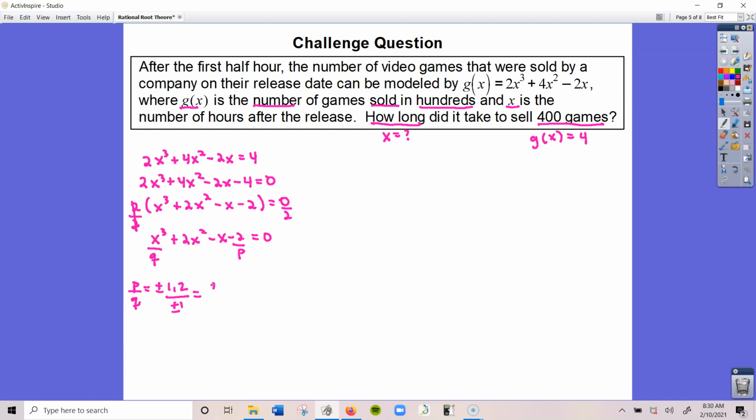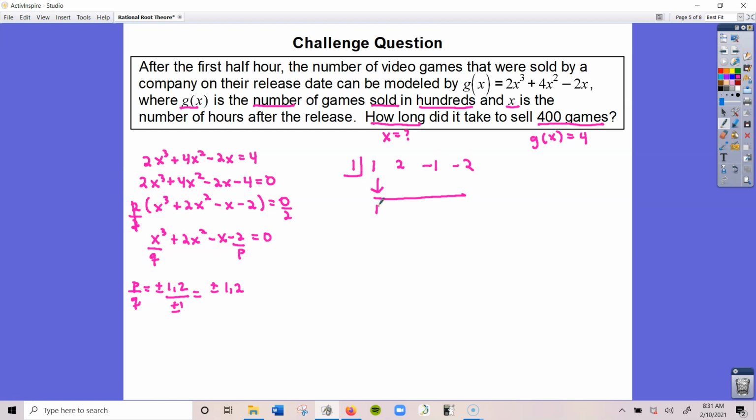So my possible roots here are only plus or minus 1 or 2. So let's test one out. Let's start with 1. If I start with 1, I'm going to put here my coefficients of the polynomial. So 1, 2, -1, and -2.